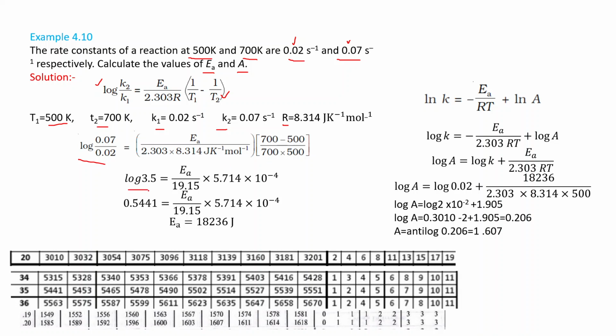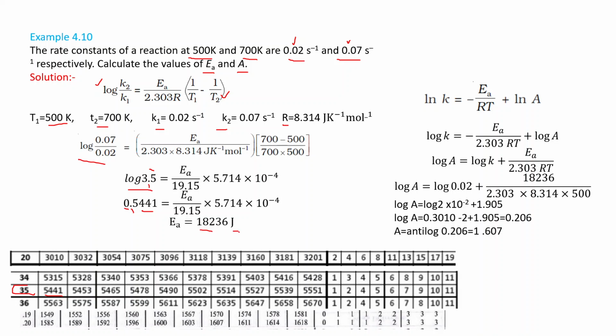Again put the value. This is log 3.5. How can we solve it? Before the decimal there is one digit. Subtract 1, we will get 0. Put the decimal. Then you have to see 35 in the log table. This is 35 in 0.5441. Put the value in and solve it. This will come in joule.